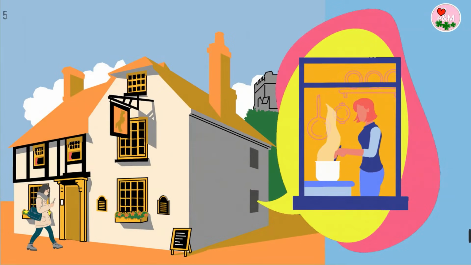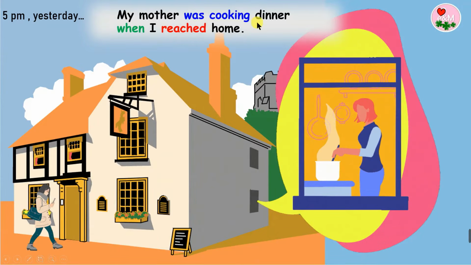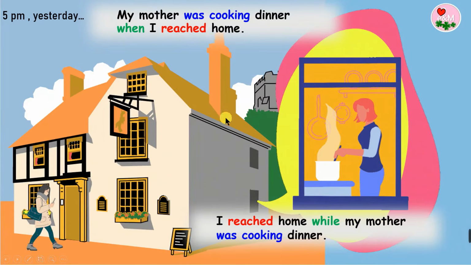One more example. It was 5 p.m. yesterday. My mother was cooking dinner when I reached home. I reached home while my mother was cooking dinner. The activity that was already happening is in the past continuous. My mother was cooking. And then something happened in the middle. I reached home. Remember, we use past simple to express the short action. And we use past simple after when. And past continuous after while.